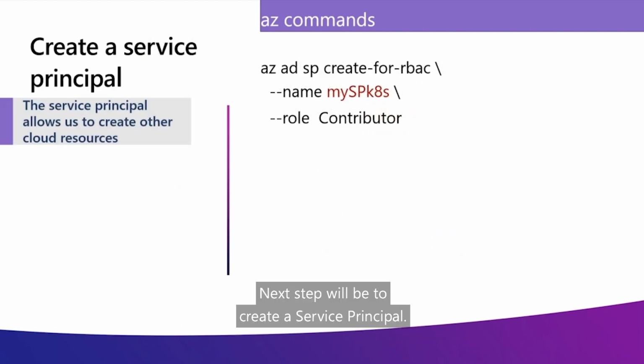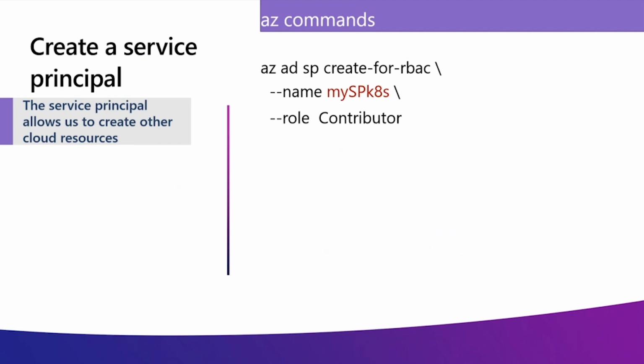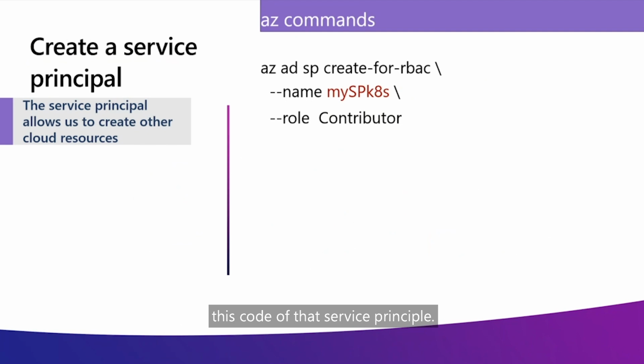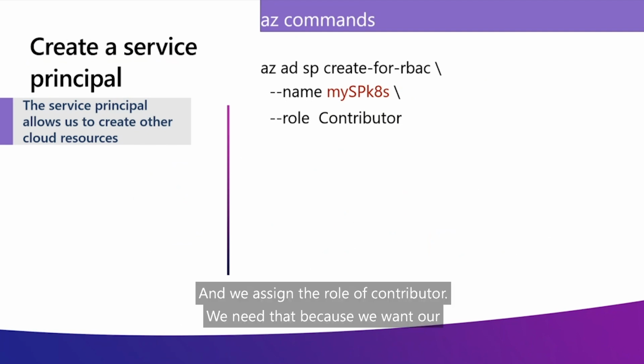Next step would be to create a service principal. A service principal is an object in Azure Active Directory, which allows you to give some roles or some permission to some objects. In this case, we create this as the command specifies for RBAC, for role-based access control. We give it a name that can be whatever you want, but I advise you to use a meaningful name for the scope of that service principal.